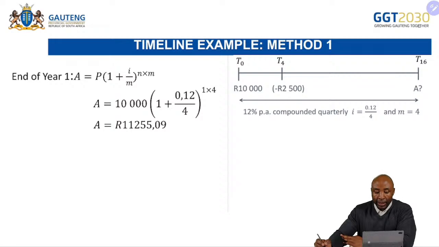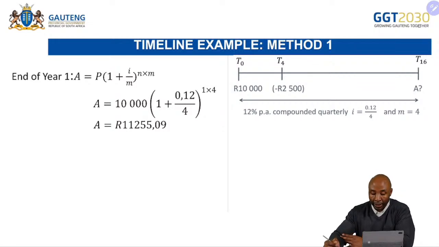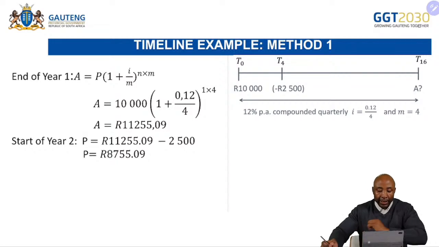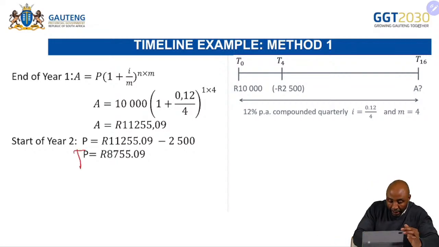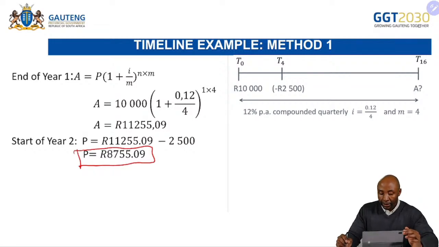So it means at the end of year 1, we are going to have our principal amount as 10,000. Our interest will get us 11,255.09. We will make the withdrawal of 2,500. So at the beginning of year 2, 8,755.09 will be in the account, and this becomes the principal amount for the remaining 3 years.